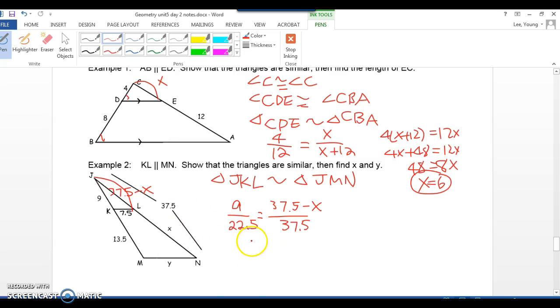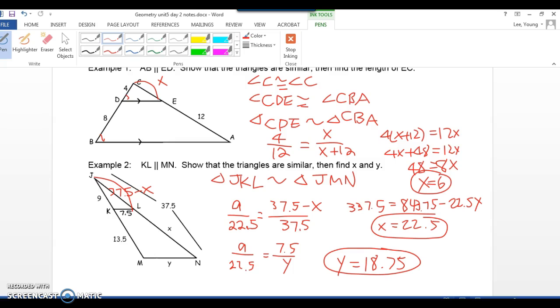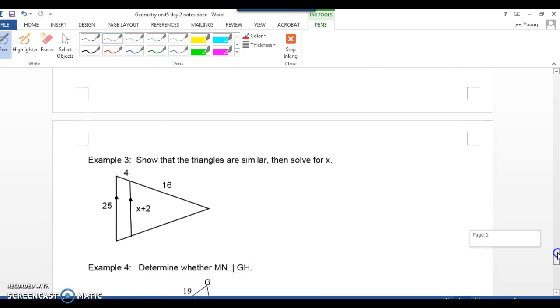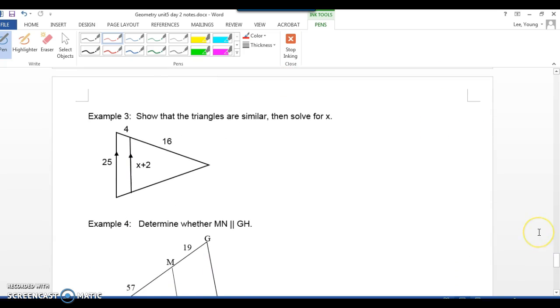How do you set up the next one? We can set it up as 9 over 22.5 equals 7.5 over y, so that we can solve for both x and y. Why don't you pause the video and work on that question? Okay, so these are the answers. X is 22.5 and y is 18.75. Let's move on to the next question.